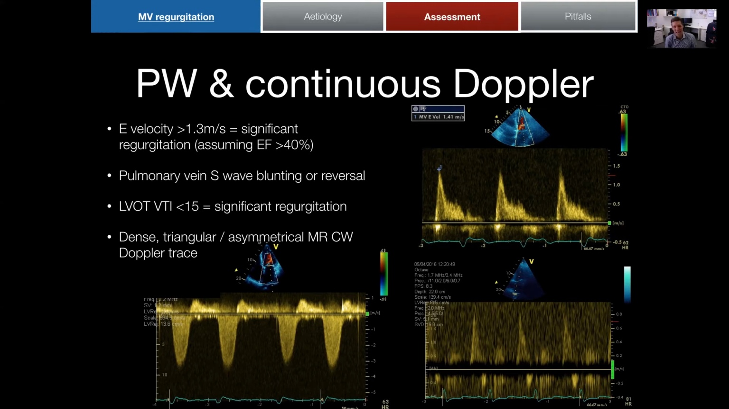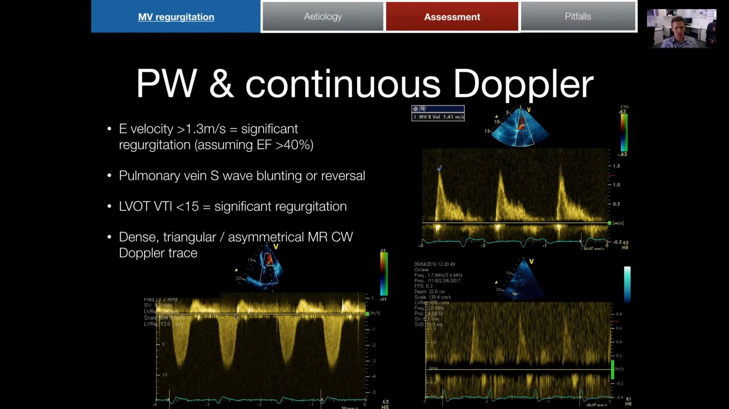One of the next signs is if it's asymmetrical, if it's not that parabolic, if you've got this triangular shape with cutoff, particularly if it gets back to the baseline before the end of diastole, so before the end of the T wave. That's associated with rapid equalization of pressures, significantly raised left atrial pressure. Again, that's the triangular or asymmetrical MR shape in continuous wave Doppler.